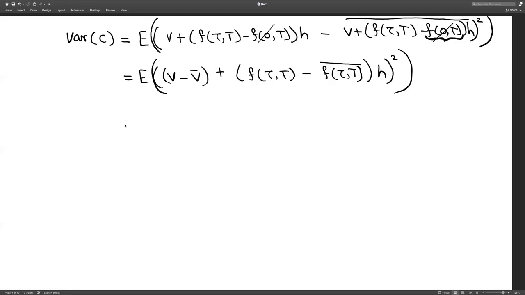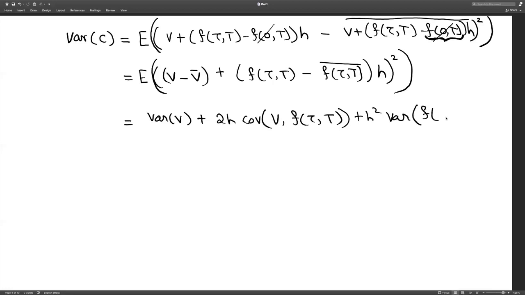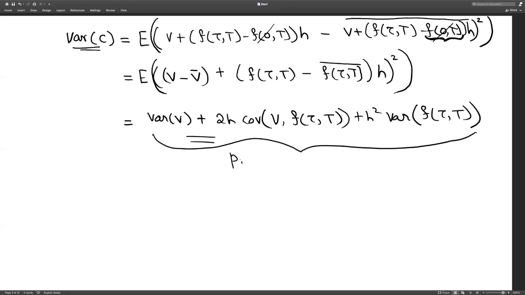So that gives us the variance of V plus 2 times H times the covariance of V comma f of tau comma capital T, plus H square into the variance of f of tau comma capital T. So we got the variance of C like this. You can see that the variance of C is a polynomial in H. More precisely, it's a quadratic polynomial.